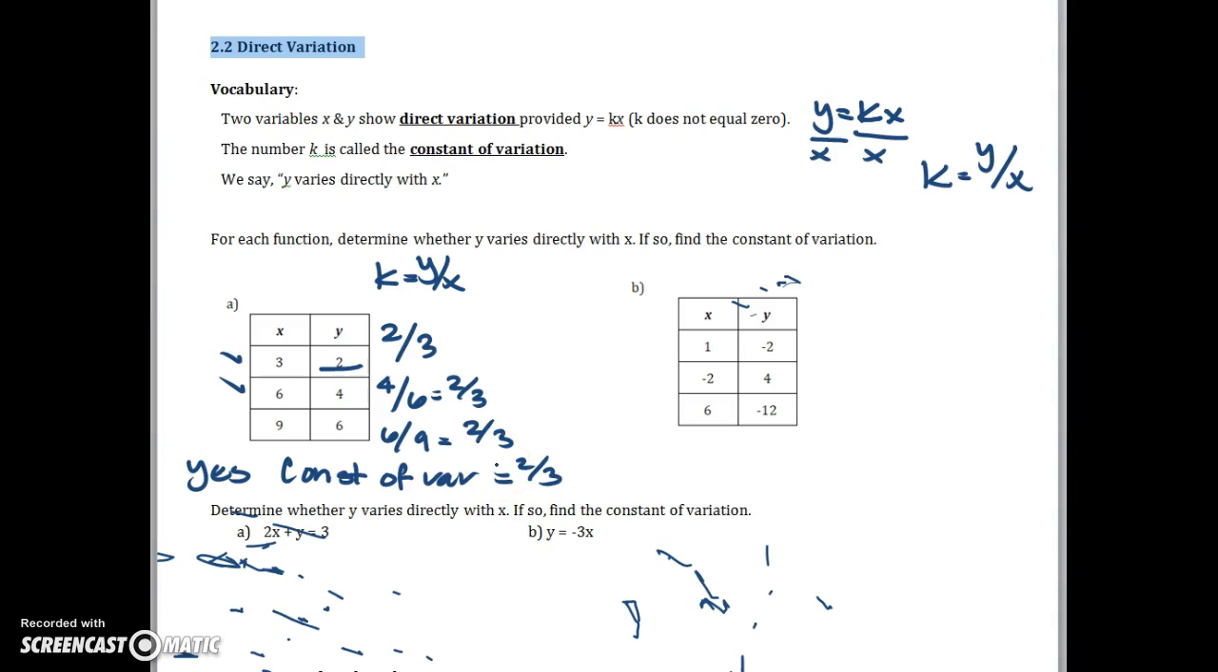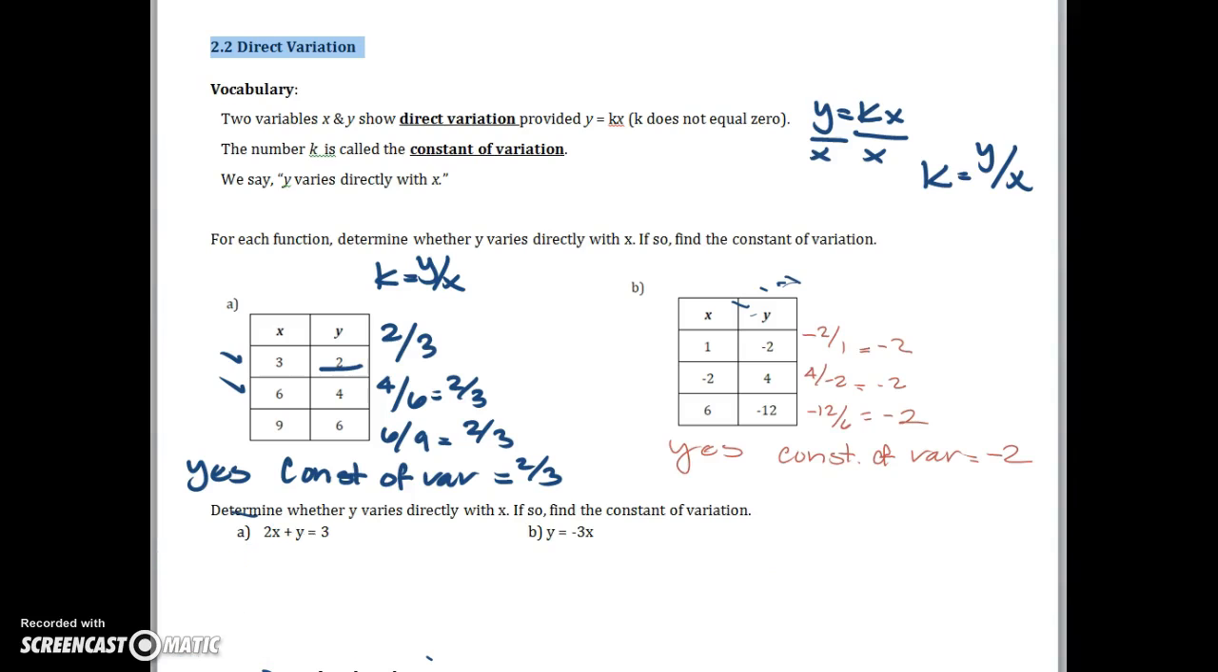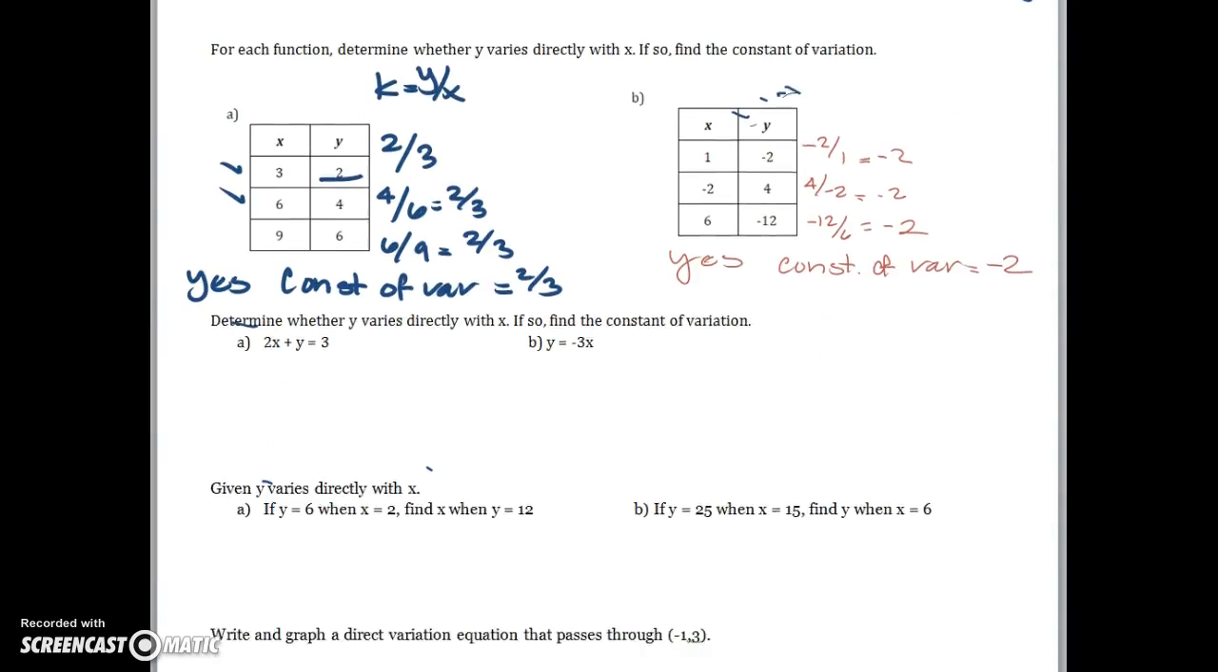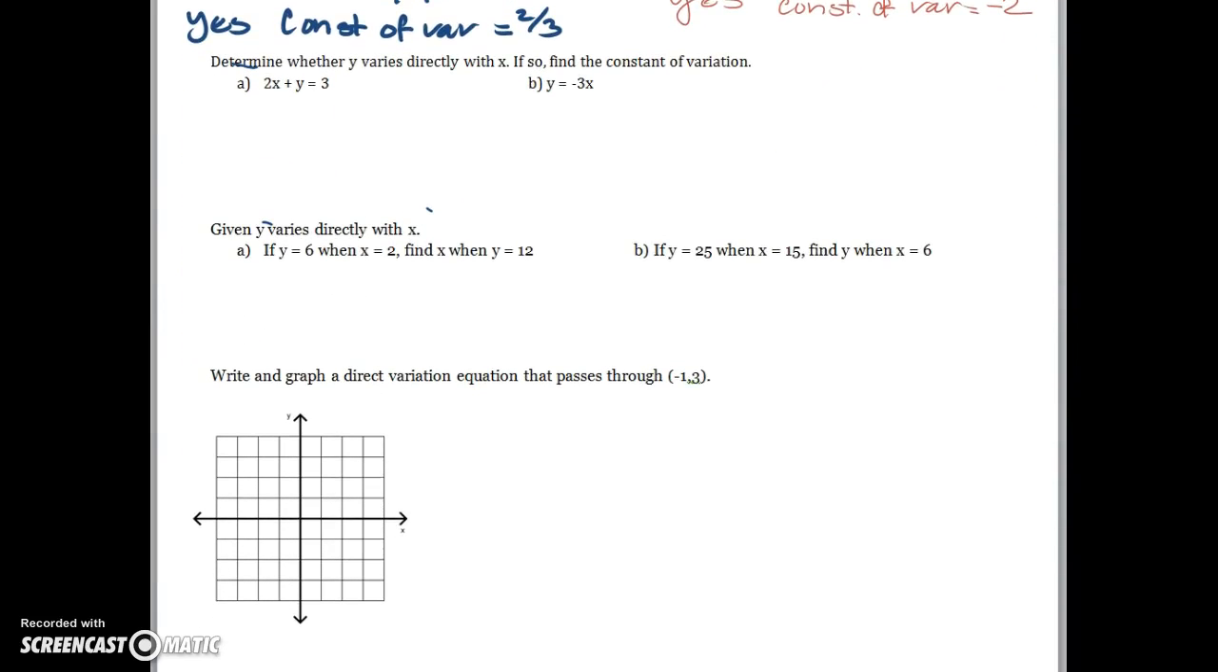Do the same check for part B. Pause for a moment if you would please, and then tell me what you get. Okay, so for that one I said yes, and my constant of variation was -2, because when I divided each of these, I found that it was -2 each and every time. You should make sure that you check every single value, because it could just be that for the last one it doesn't work.